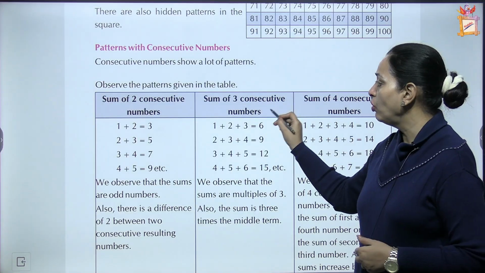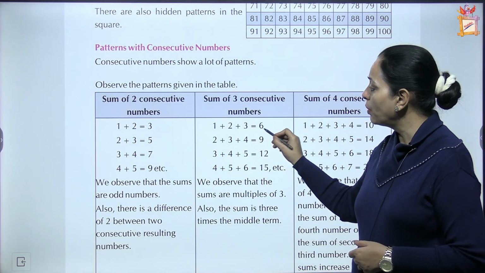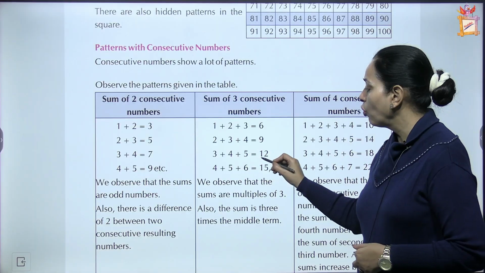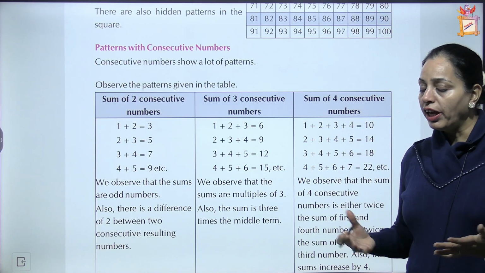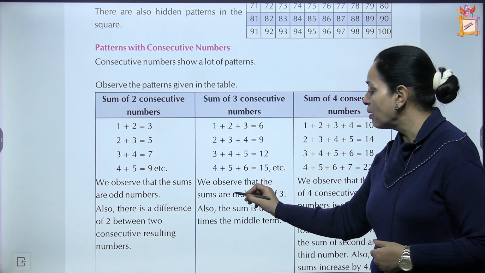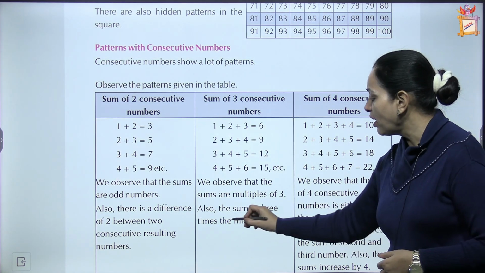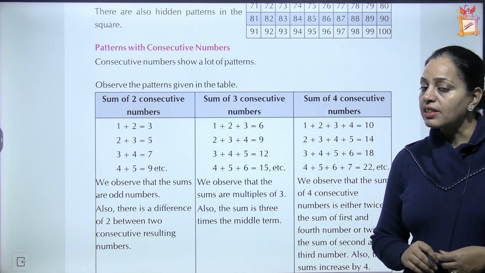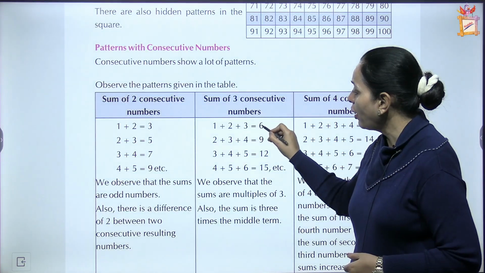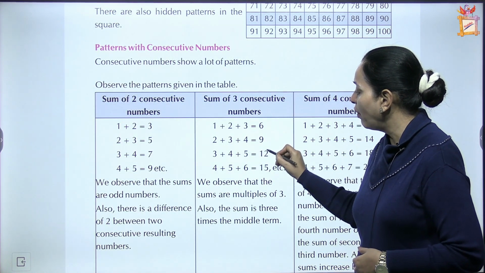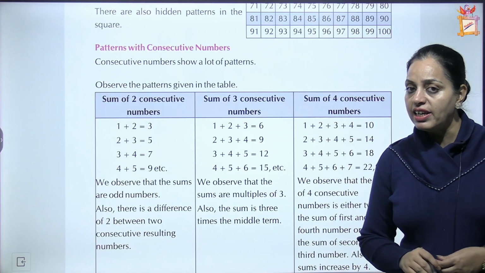Now take the sum of 3 consecutive numbers. 1 plus 2 plus 3 is 6, 2 plus 3 plus 4 is 9, 3 plus 4 plus 5 is 12. So what can we observe? We observe that the sums are multiples of 3 and also the sum is 3 times the middle term. जो middle term है उसका 3 times. 2 3s are 6, 3 3s are 9, 4 3s are 12, 5 3s are 15.